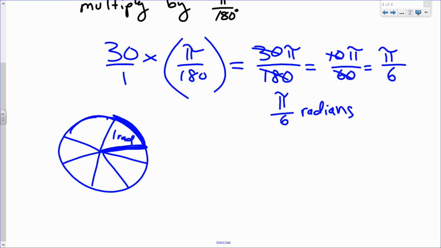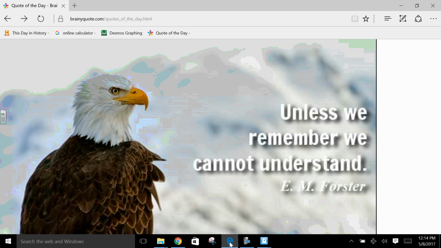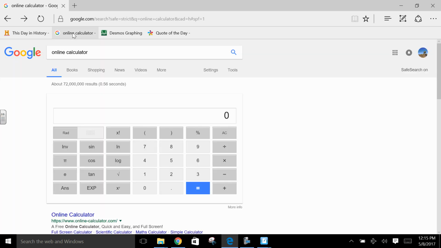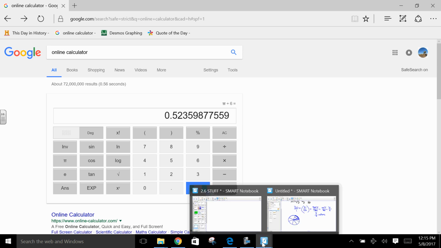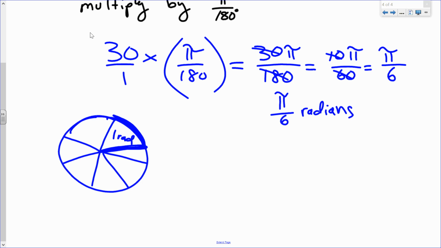What would pi over 6 radians be then? Let me take 3.14 divided by 6. Watch. Pi divided by 6 is 0.52. So that means 0.52 radians, it's not exactly 1 radian, it'd be about half of it. So if this is 1 radian, 0.52 is about half, because 0.5. So 30 degrees would be about right here. Half of a radian. You see. Okay, so that's pi over 6 radians.